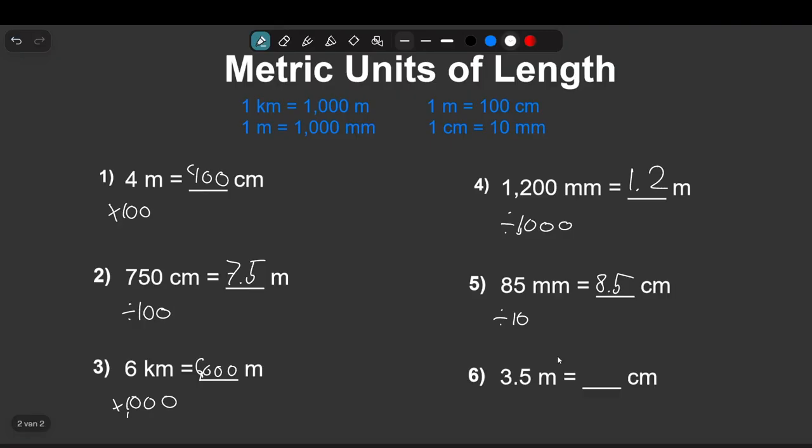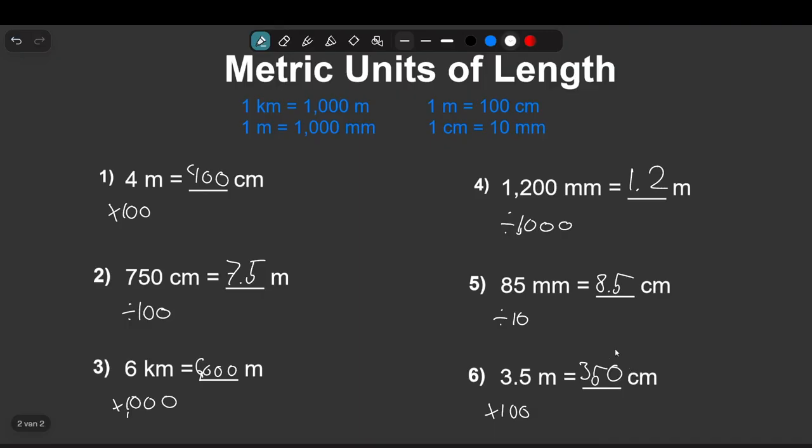And now to the last example, we have 3.5 meters equals how many centimeters. Again, we're going to look: are we going to a bigger unit or a smaller unit? Well, centimeters is a smaller unit than a meter, so we are multiplying. We have to multiply 3.5 by how many centimeters fit into 1 meter, which is 100. So we're going to do 3.5 times 100 right here, and this will give us an answer of 350 centimeters as our final answer.